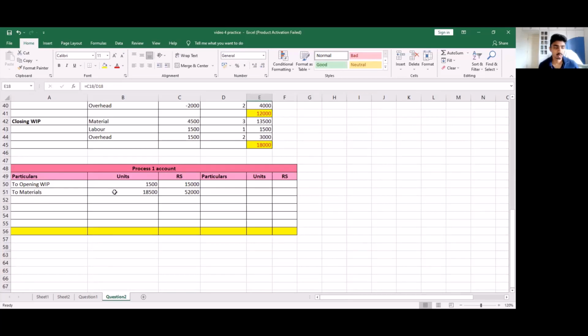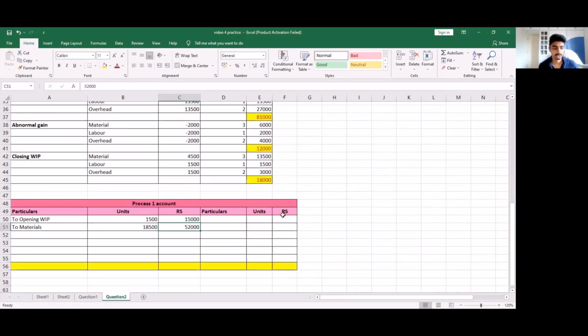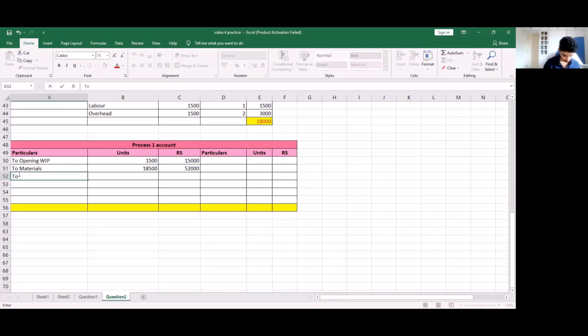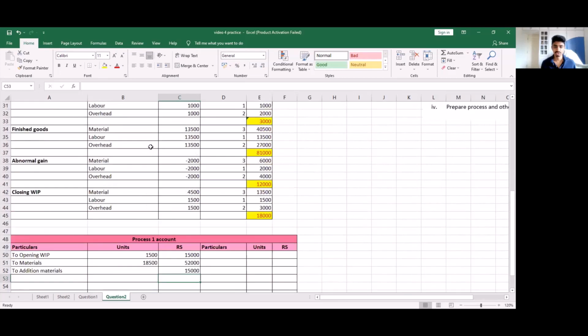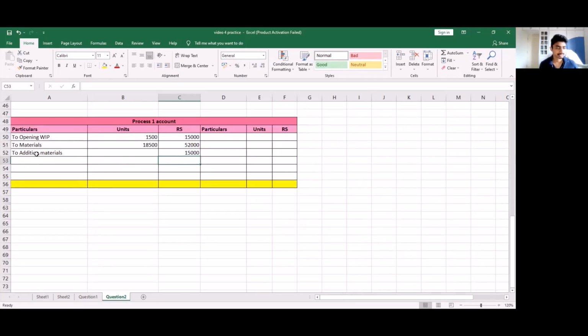Our second effect will be in our process account. So first, we normally write "to materials." We write the number of units and the amount. But let's say we have this additional materials of 15,000. We will simply write "to additional materials," nothing in our units column, and 15,000 in our amounts column. So these are the two effects when we have been given both in the question. If this is clear, let's continue with our question.